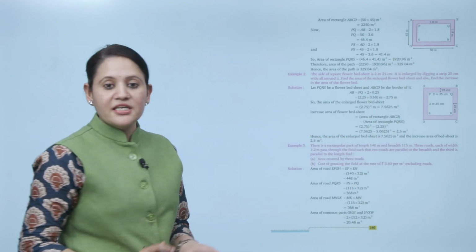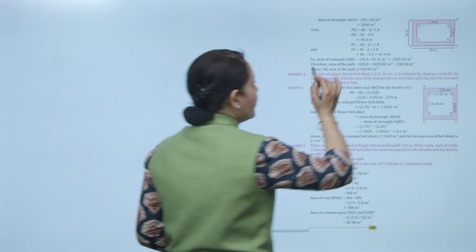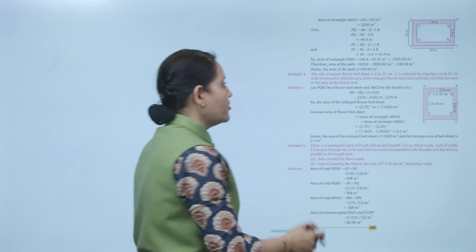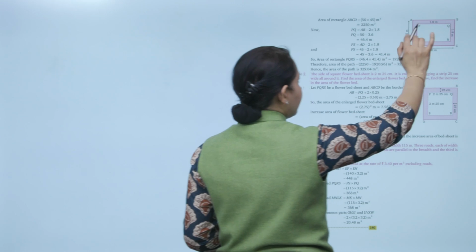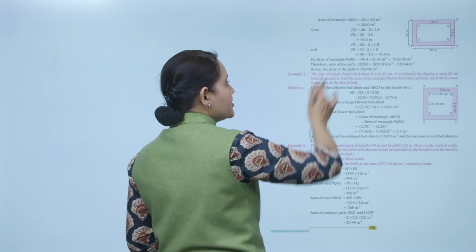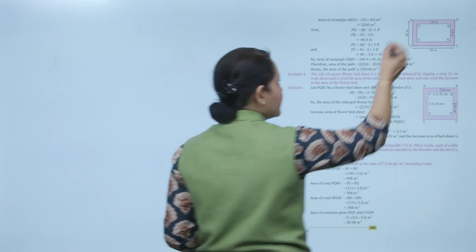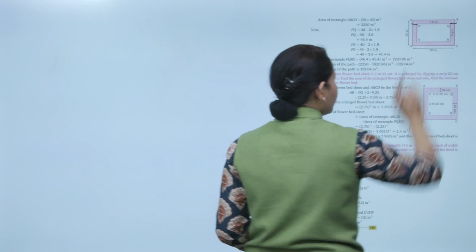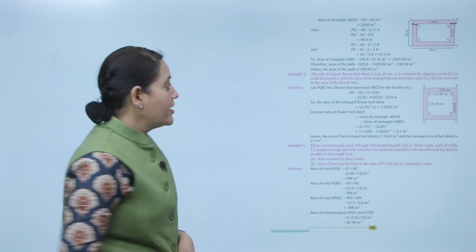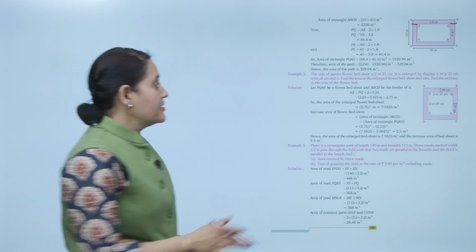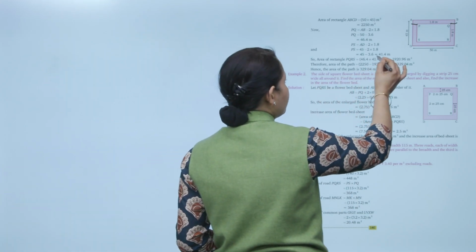So area of the rectangle ABCD equals 50 multiplied by 45, that is 2250. Now PQ, the length of inner rectangle, equals AB, that is 50 minus 2 into 1.8, because 1.8 is subtracted from here and 1.8 from here too. So that equals 46.4 meter. Now PS equals 45 minus 2 into 1.8. Clear? So that equals 41.4 meter.